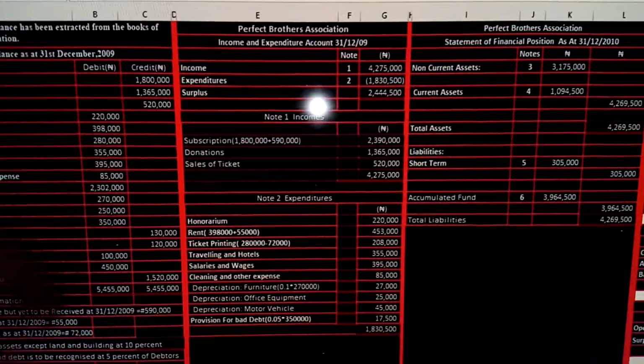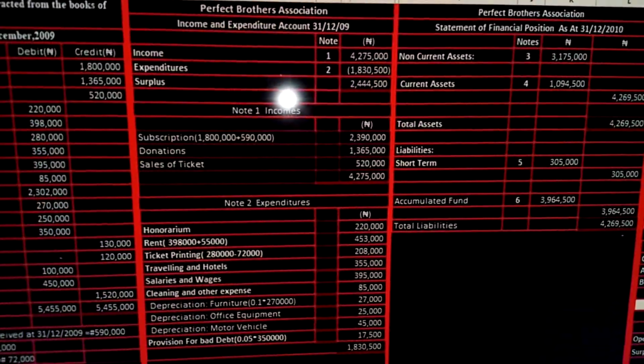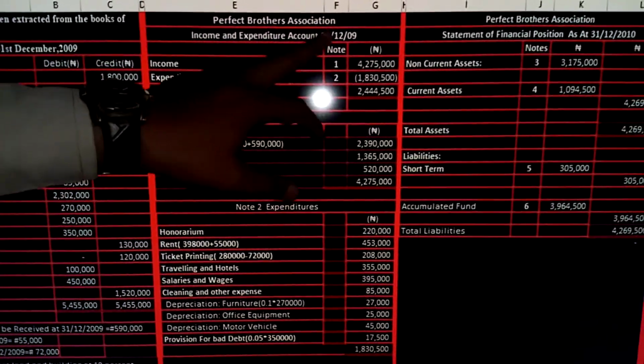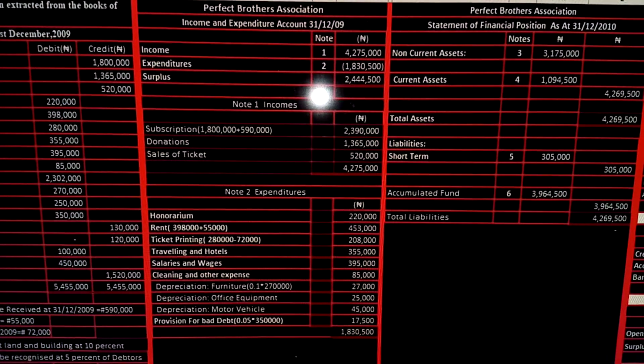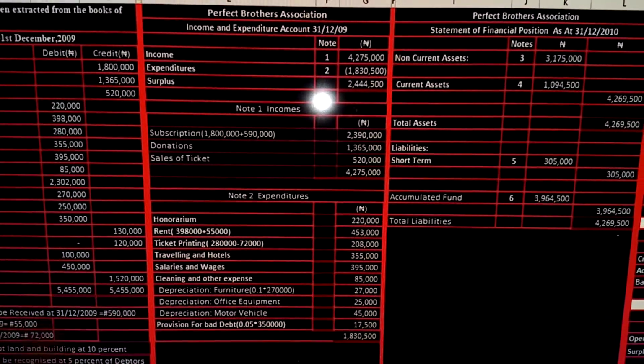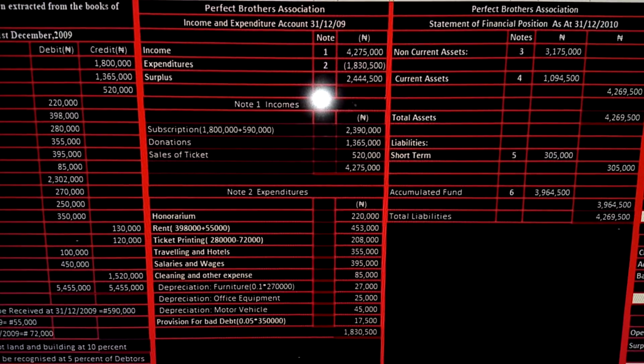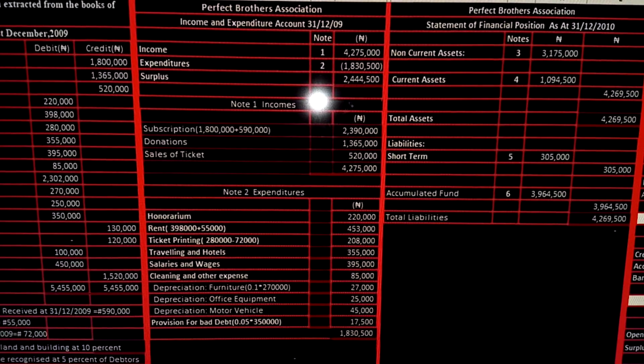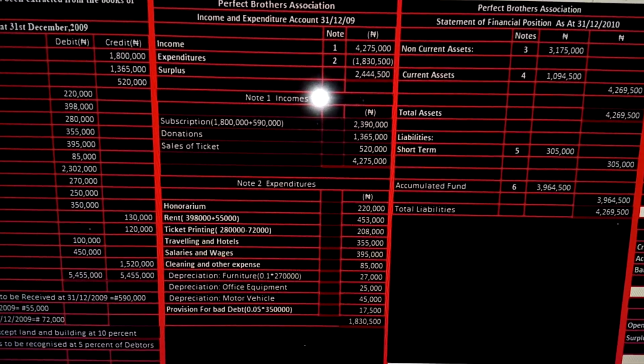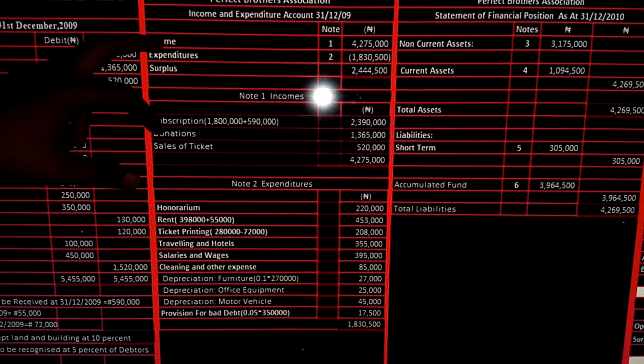So let's prepare. We have Perfect Brothers Association, income and expenditure account at 31st December 2009. I already told you your income and expenditure account is just a comparison of your income with your expenditure. You want to know your surplus or your deficit. If your income is more than your expenditure, you have surplus. If your income is less than your expenditure, you have deficit. So we have income.